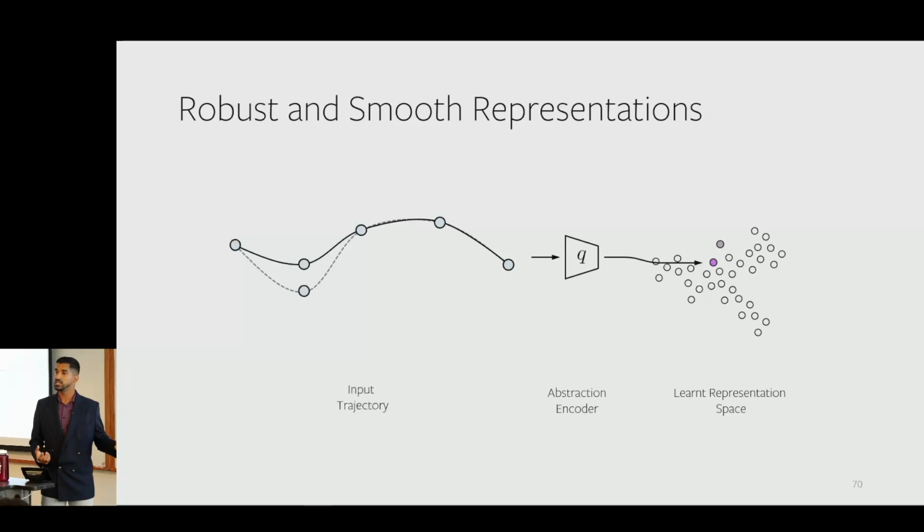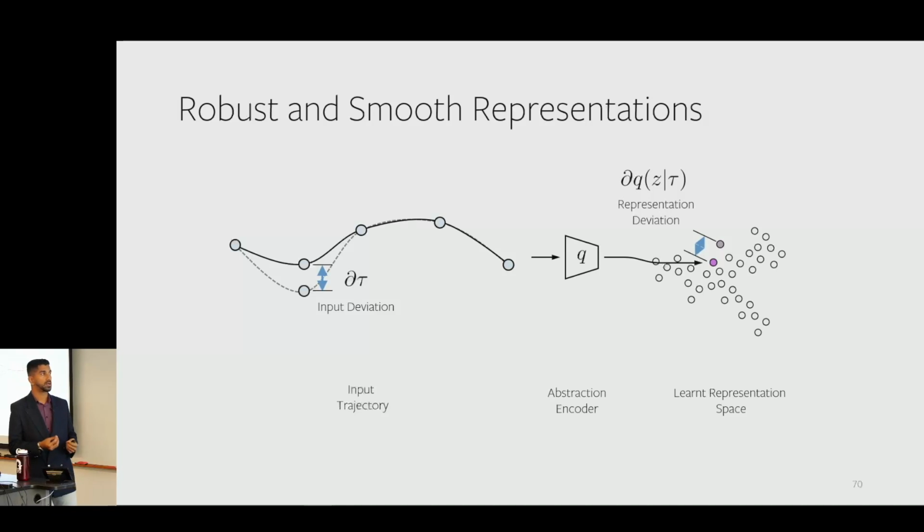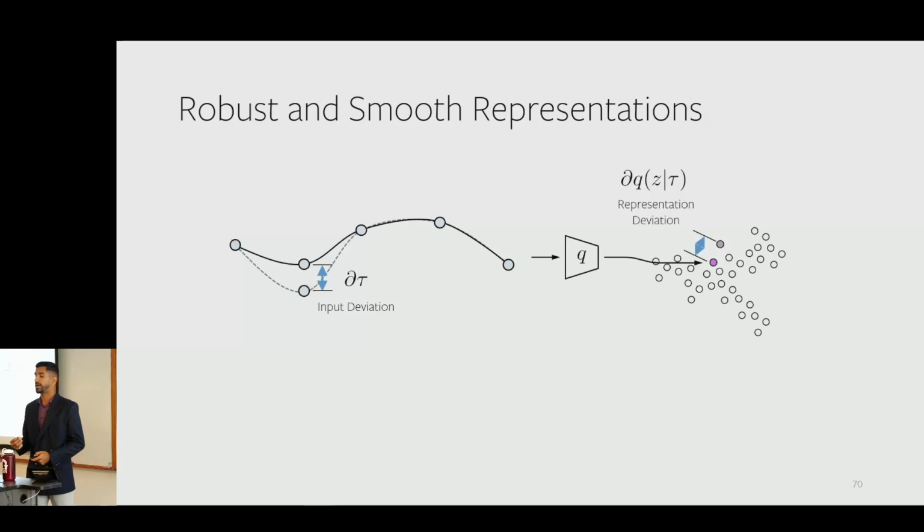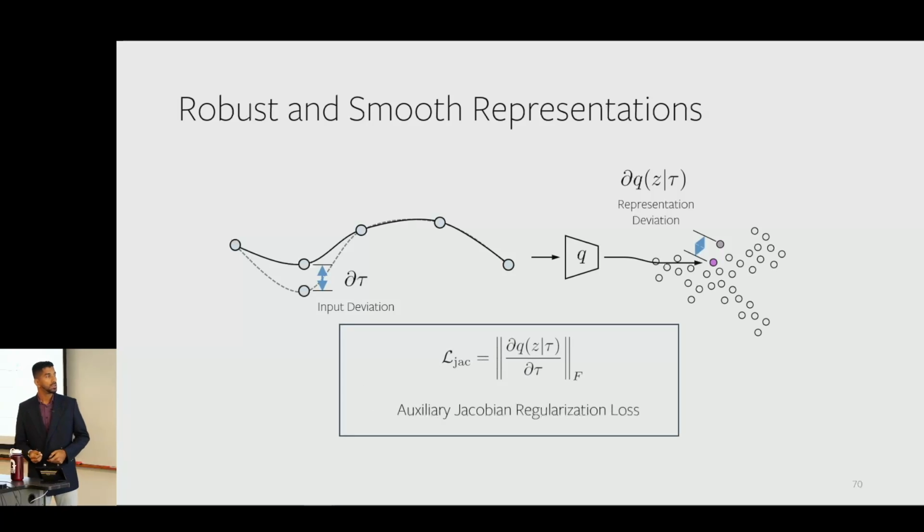We can actually encourage this property in the representation by measuring the input deviation, measuring the output deviation in the representation, and then discouraging the encoder Q from having a large magnitude of its Jacobian. And we do this in the form of a Jacobian regularization loss. This Jacobian regularization loss forms an auxiliary component of our overall objective.